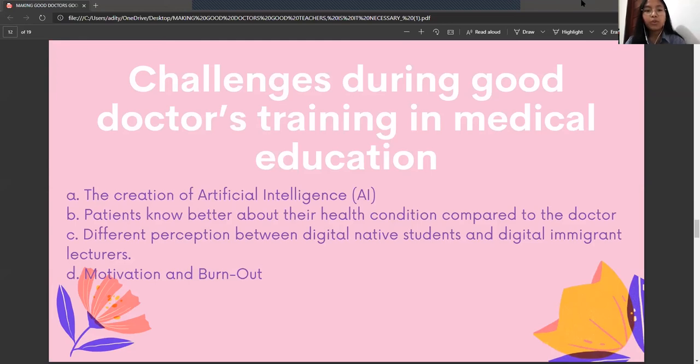Therefore, what should be emphasized is how human doctors are able to turn the AI weaknesses into an advantage, along with medical school's curriculum to overcome AI with relevant and unique solutions. The second one is patients know better about their health condition compared to the doctor. With unlimited internet access, the patient could easily seek information about their symptoms and disease.